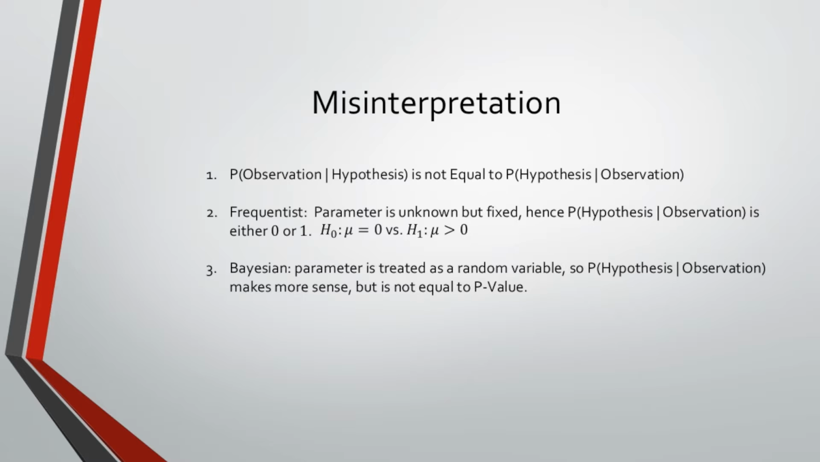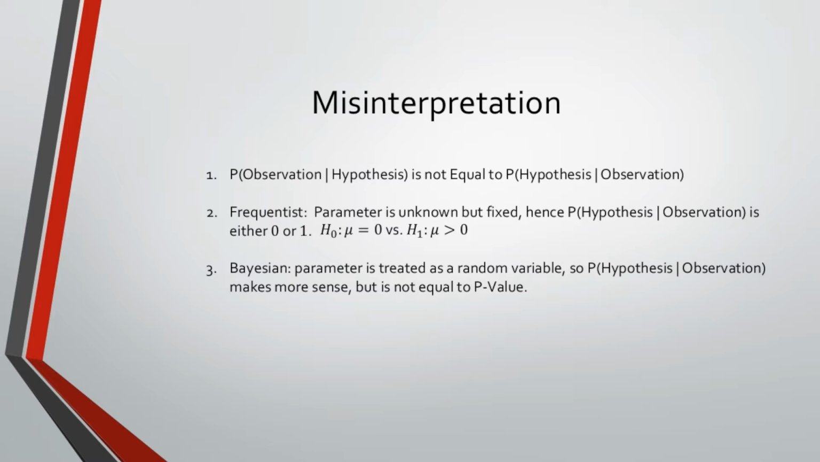Okay? And so that means either the null hypothesis is true or the alternative hypothesis is true for the number that you have in your head. There's not a probability issue there. Okay? So the probability of the hypothesis given the observation is either 0 or 1, depending on which one the fixed number happened to be.